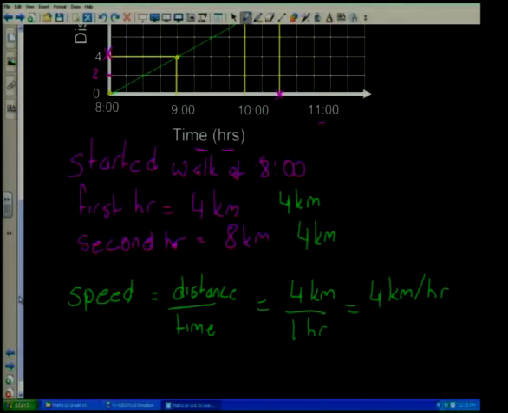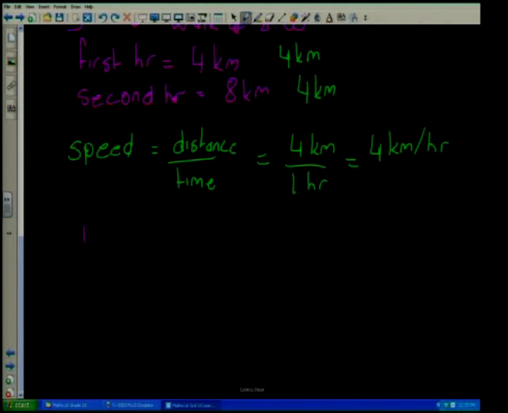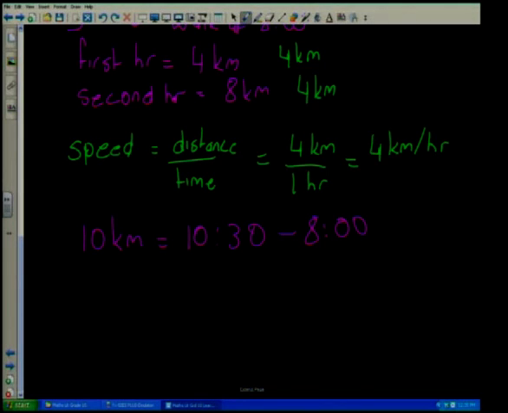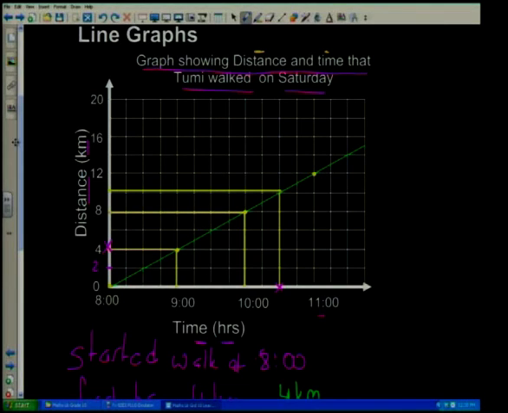So let's just add that calculation. By 10:30, she had traveled 10 kilometers. How long did it take her to get to 10 kilometers? Well, when did she start the race? So we're going to have to subtract our original. She started the race at 8, so it took her 2.5 hours to walk 10 kilometers. And our final question we can ask about this graph is, how far did she actually walk? Well, she definitely carried on past 11.